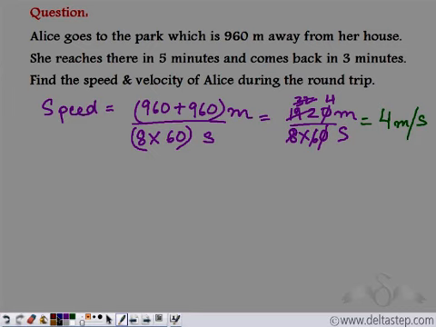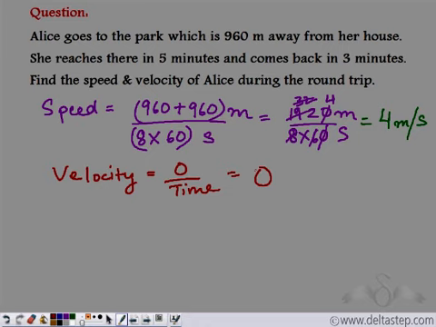What is the velocity of Alice? Velocity is displacement by time taken. What is displacement? Displacement is change in position. Well, her initial position was her home. She went to park and then came back to the home. So home was her initial position as well as her final position. So displacement, which is change in position, is 0. So velocity is 0 by time taken. So this is equal to 0.